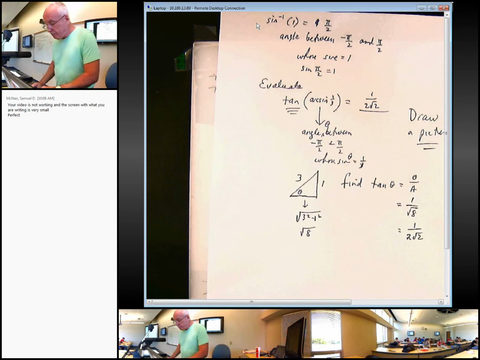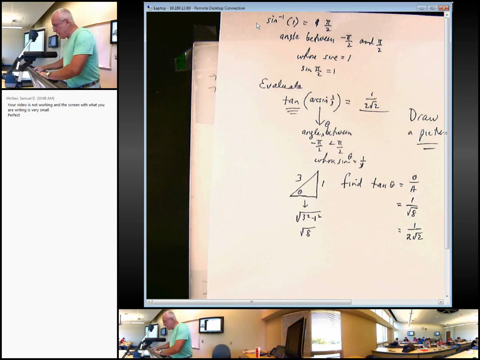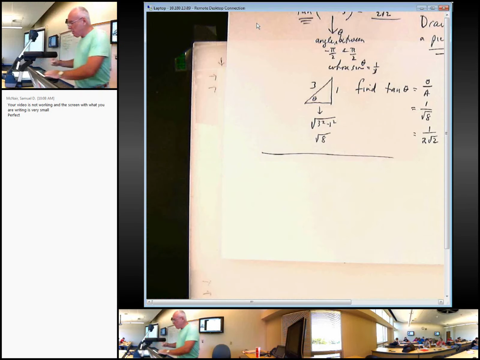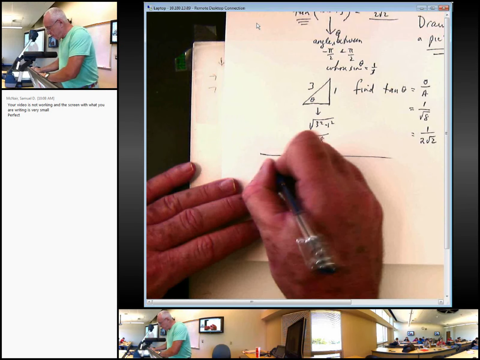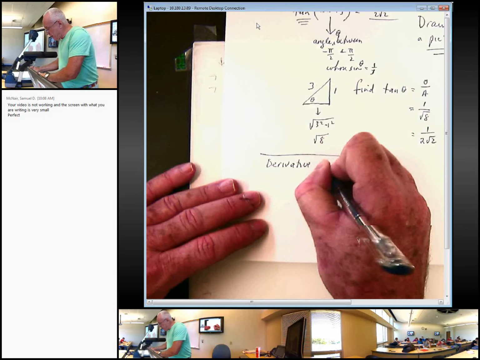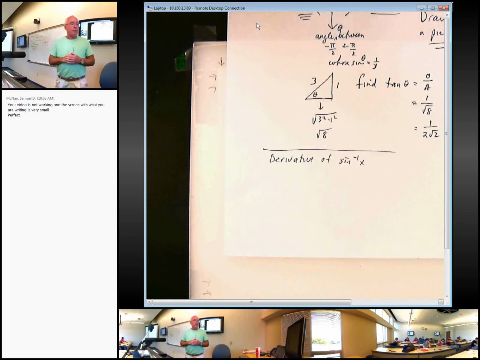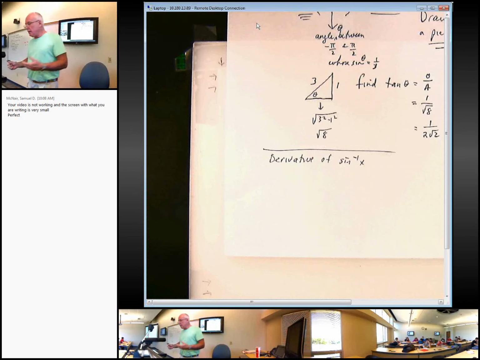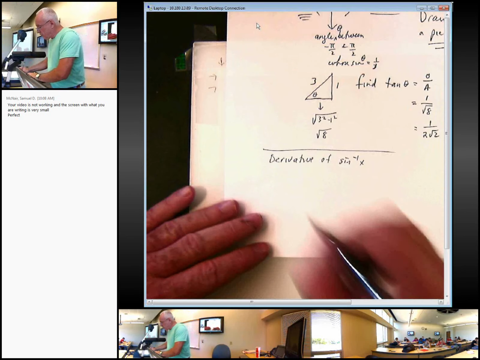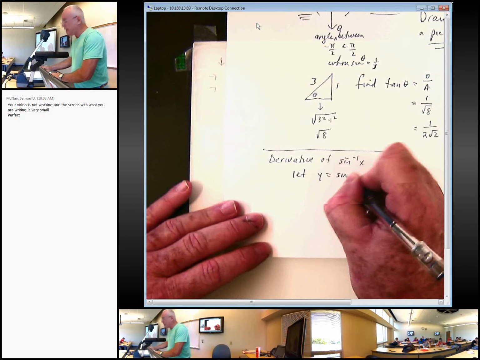All right. Now, let's get to some calculus stuff here. And we're going to figure out the derivative of the sine inverse of x. All right. So for this one, I'm actually going to prove what we have as a result. So let's do this. Let y equal that sine inverse of x.